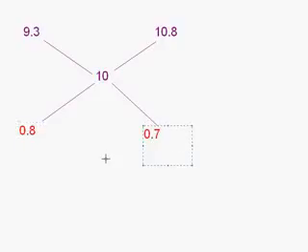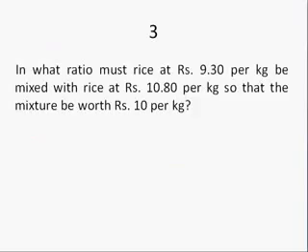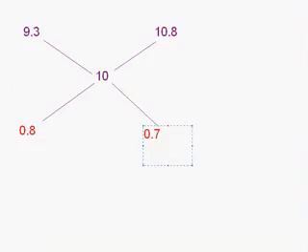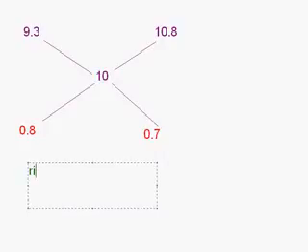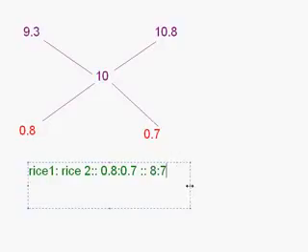So now what will be the ratio? The question was to find the ratio of rice at 9.3, so we'll say rice 1 and rice 2. So the ratio of rice 1 is to rice 2 will be 0.8 is to 0.7, which is also equal to 8 is to 7. Alright, so that's the ratio.